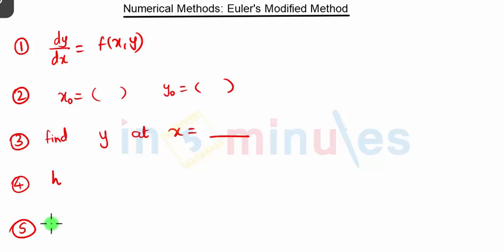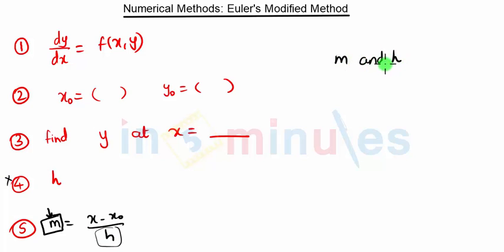Then we have the number of steps, m, which is x minus x0 upon h. Remember, here the number of steps is represented by m. If h is not given, we can calculate the value of h from this equation. If the number of steps and h both are not given, then assume the number of steps as 2. Always remember, if the number of steps is not given, we have to assume the number of steps equal to 2 and then we can calculate the interval h.